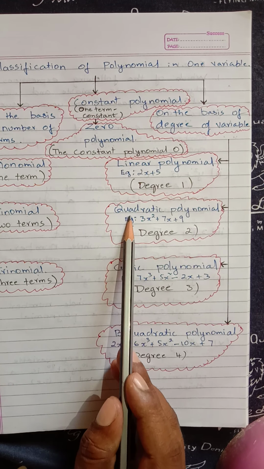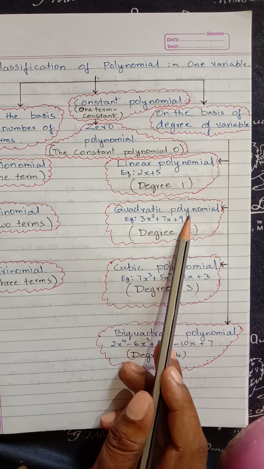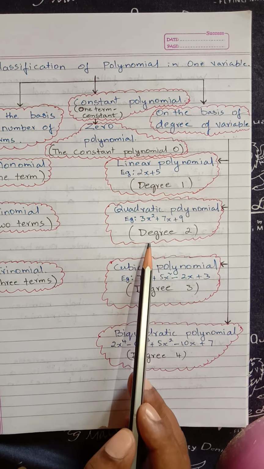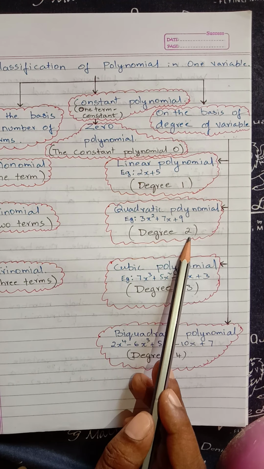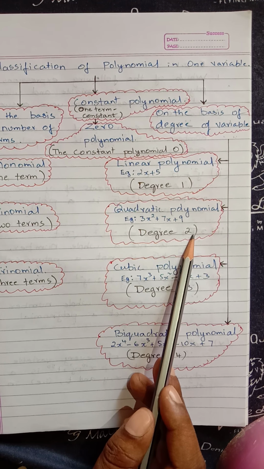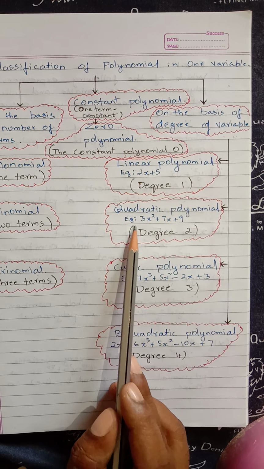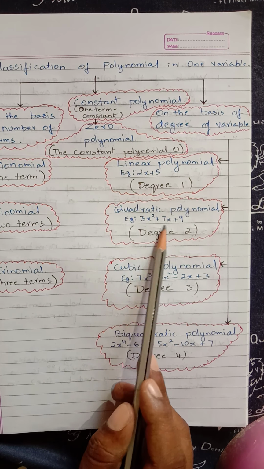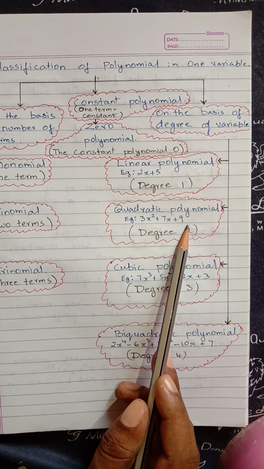Second one, quadratic polynomial. What do you mean by quadratic? Quadratic means 2, that is, the greatest power is 2. If the degree we have is 2, then it is called a quadratic polynomial. Example, 3x squared plus 7x plus 9.